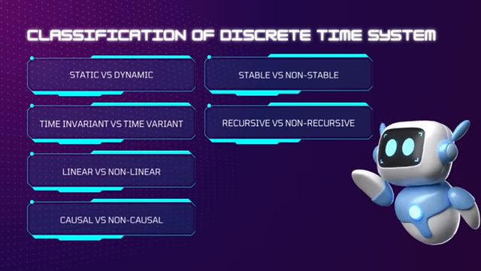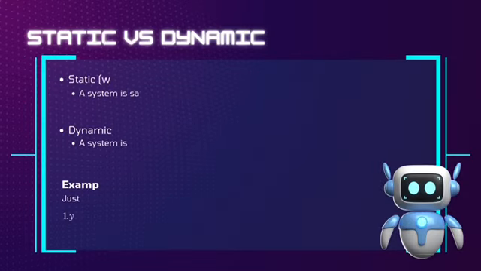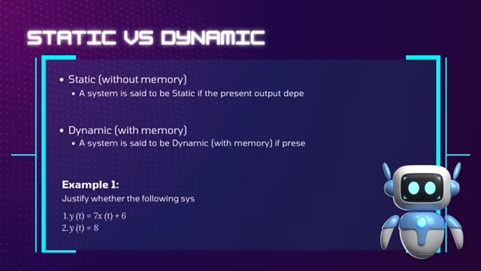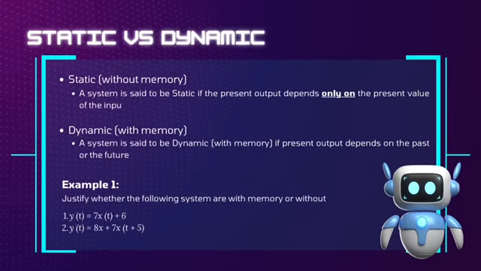Static versus dynamic. A system is said to be static if the present output depends only on the present value of the input, while a system is said to be dynamic, with memory, if present output depends on the past or the future input. Example 1. Justify whether the following system are with memory or without memory.